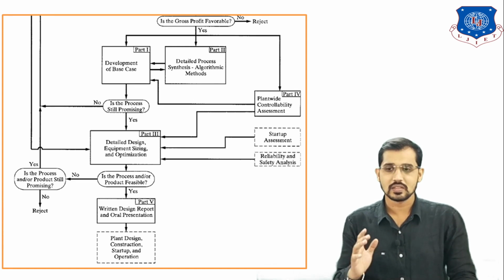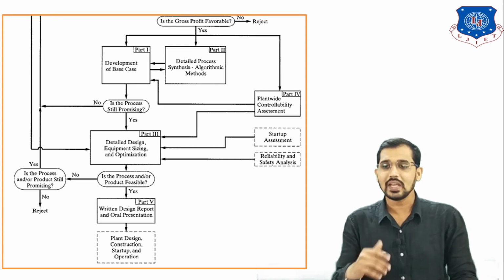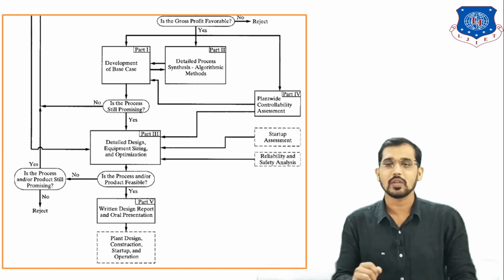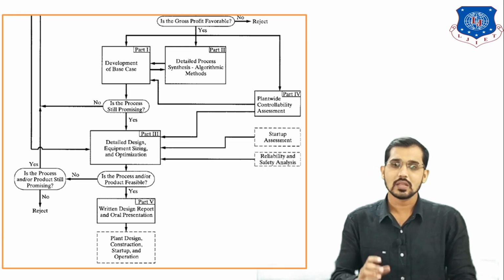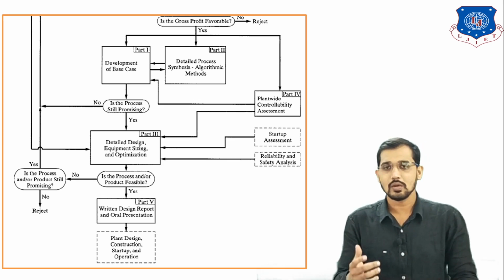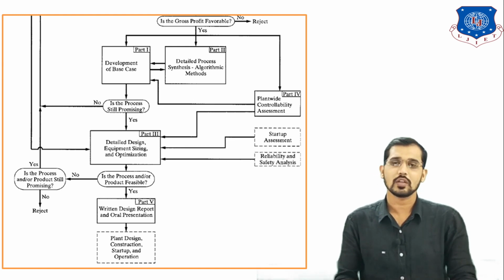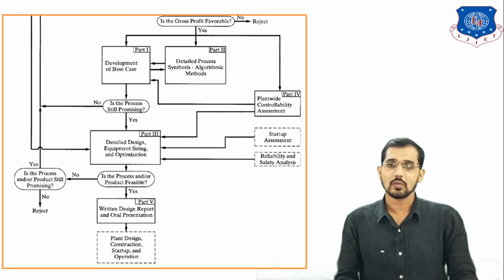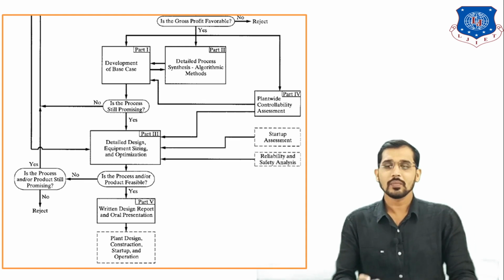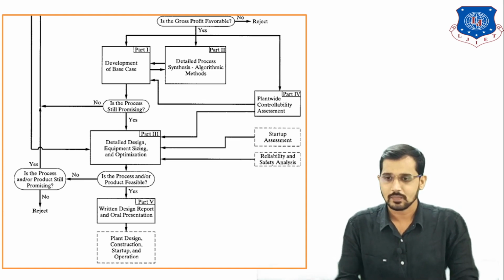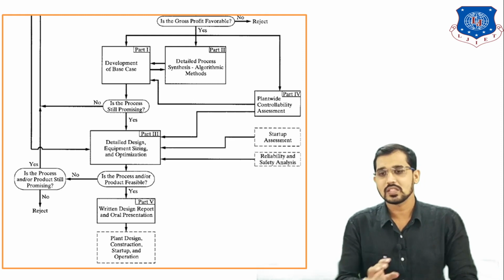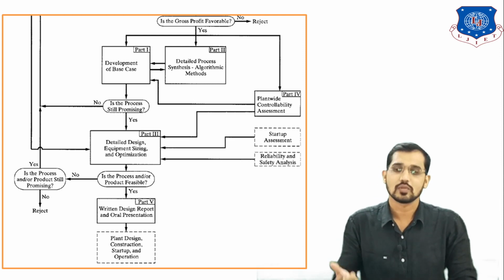If further development is required, you have to go to detailed design, equipment sizing and optimization. Optimization means you have to optimize the parameters involved in the process. You have to increase the efficiency of the parameters and improve the conditions of all parameters involved in the process. But if the process is not promising, you have to select another process.